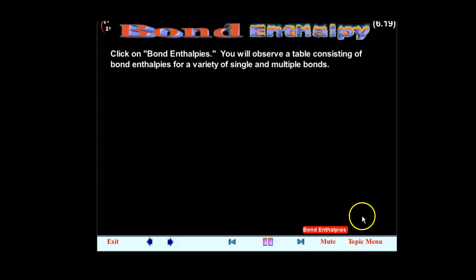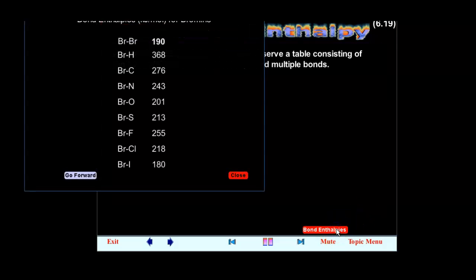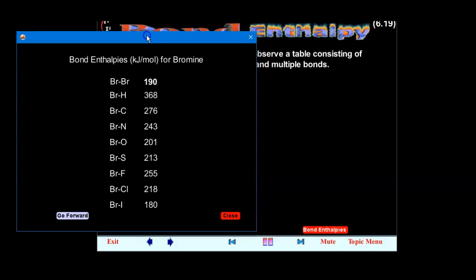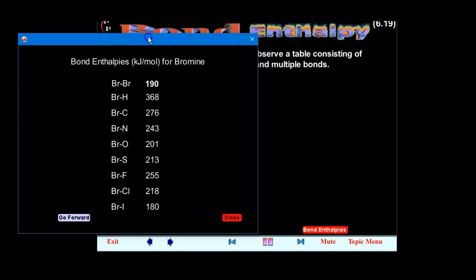Click on Bond Enthalpies. You will observe a table consisting of bond enthalpies for a variety of single and multiple bonds. Right, these are the bond enthalpies, that is the energy required to break the bond between bromine and hydrogen, bromine and carbon, and so on and so forth. These are the values you need to use.